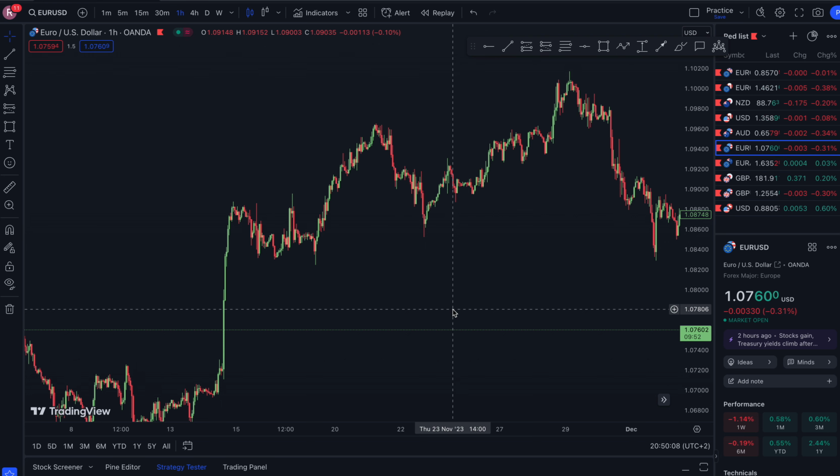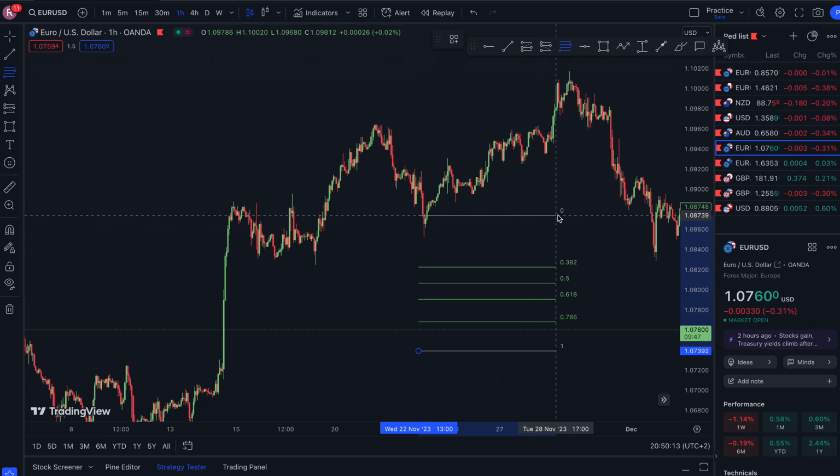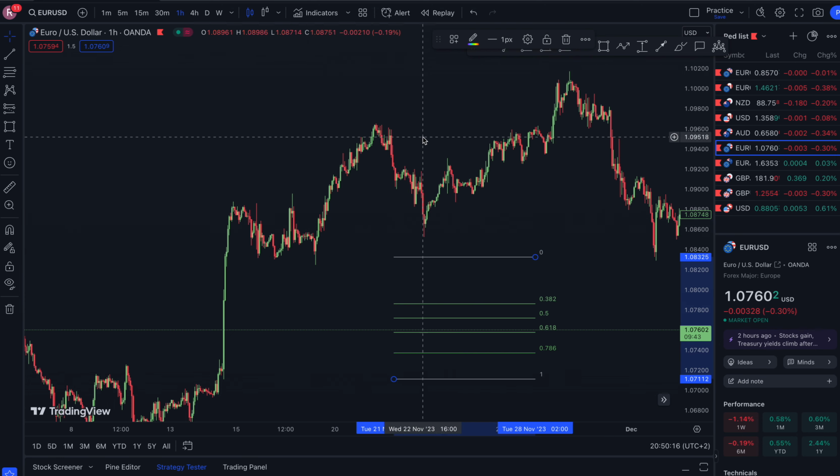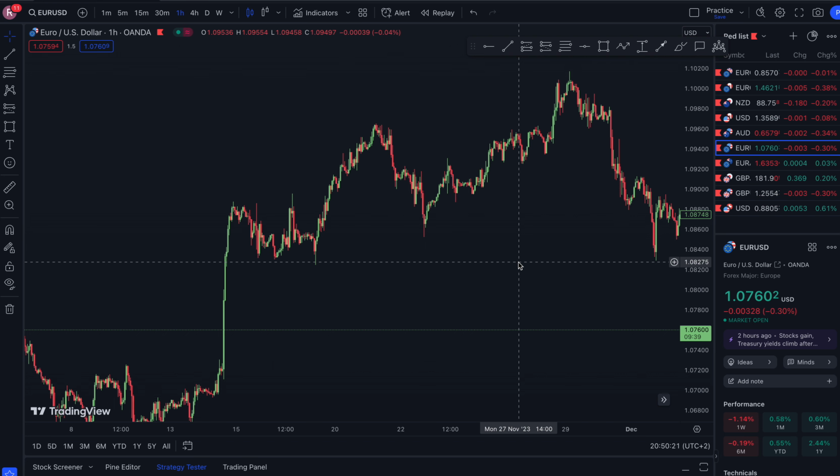Now, before I get started, if you don't know what the Fibonacci is, it's pretty much a tool that determines where a price will reverse before continuing its upward or downward movements on the charts. Now, there are other videos that you can watch on Fibonacci, but I'll just go on with the video.